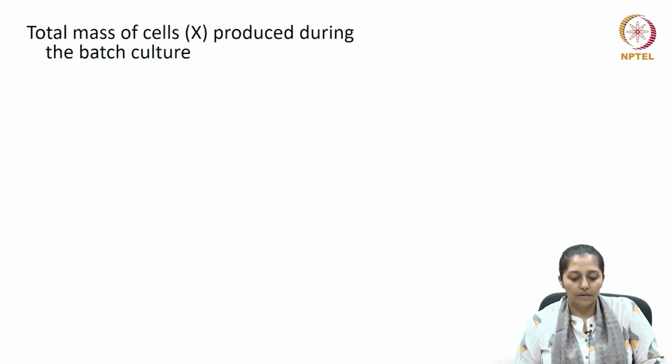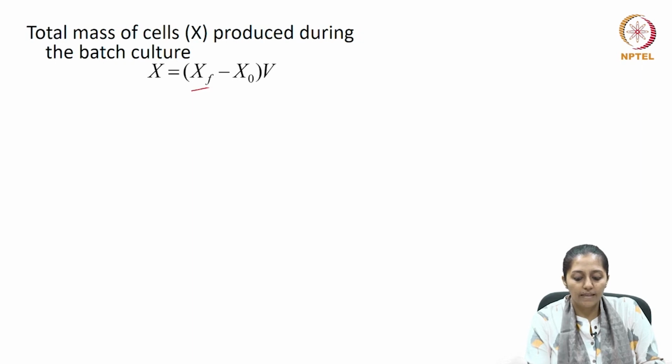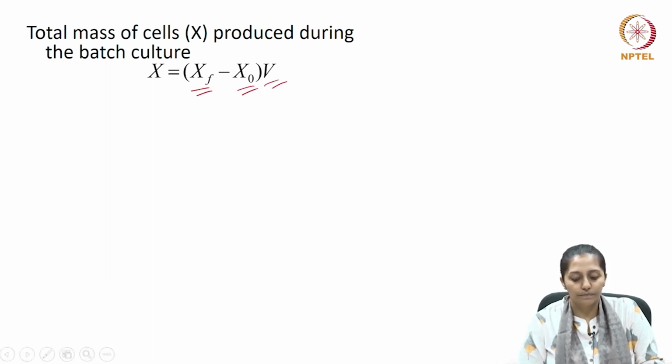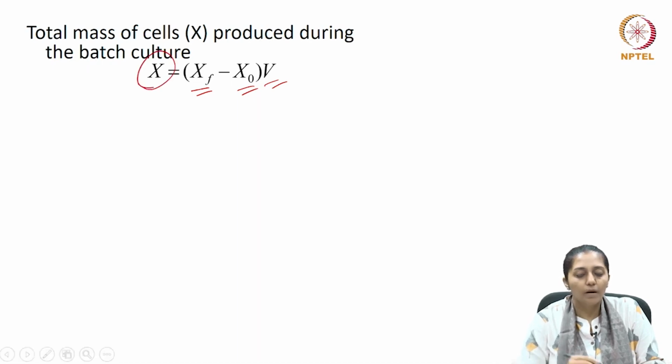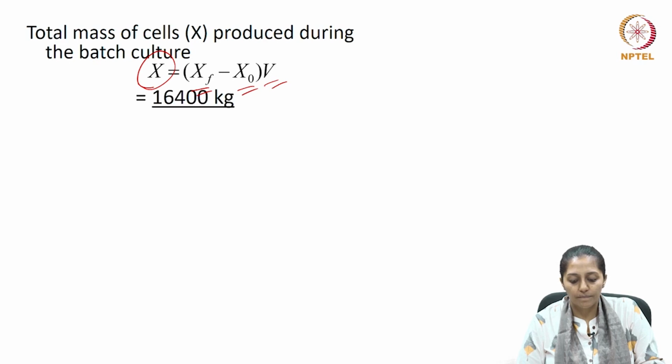Now, the next part of the question asks how much total mass, actually it is the same part. We had to calculate the annual biomass produced using this process. The total mass of cells which can be produced from this batch culture: now you know the xf, you knew x naught, and you know the batch volume. So, now you can calculate the mass of cells produced after each batch. This turns out to be 16,400 kgs.